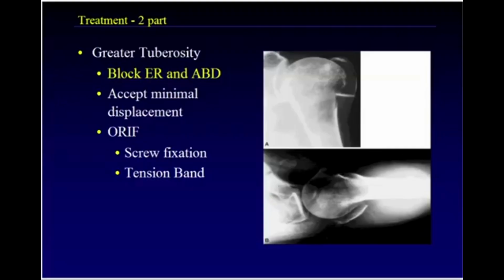Greater tuberosity fractures, you really can tolerate very little displacement of greater tuberosity fractures because of the fact that any displacement of the greater tuberosity can really significantly impinge and block external rotation and abduction of the shoulder. So you want to accept very minimal displacement of the greater tuberosity in patients that do not have medical contraindications to surgery.